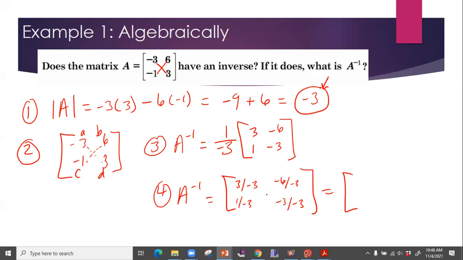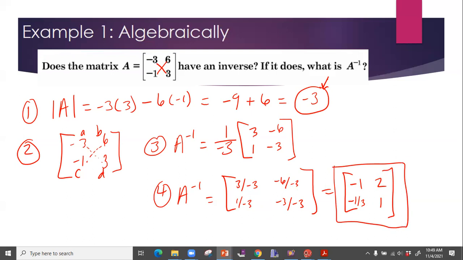So 3 divided by -3 is -1. -6 divided by -3 is +2. 1 divided by -3 is -1/3. And -3 divided by -3 is 1. And here's our inverse. That wasn't terrible, was it?